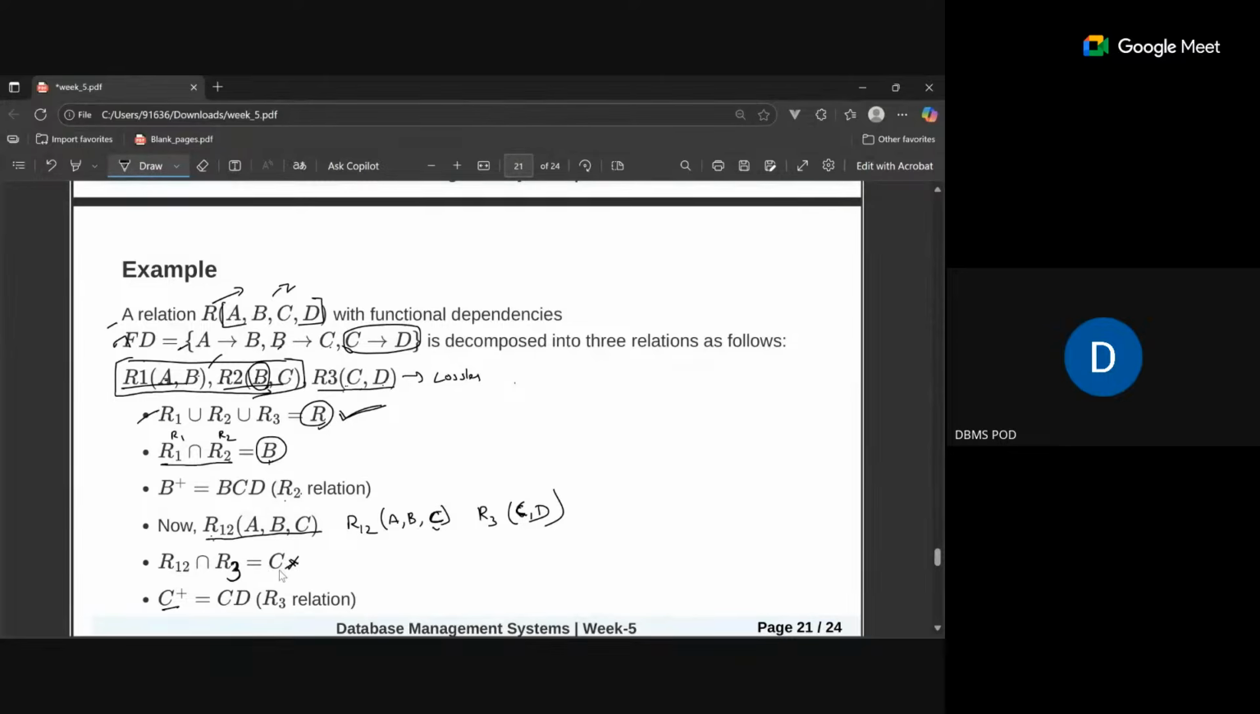So this will be a C common attribute. If you take a C closure, it will give you CD, and that points to the R3 relation, right? So this satisfies lossless join decomposition.